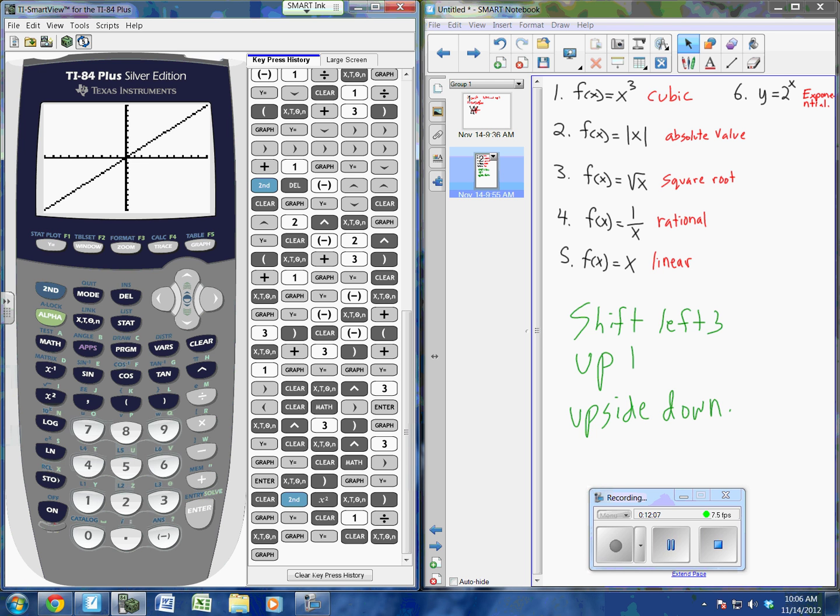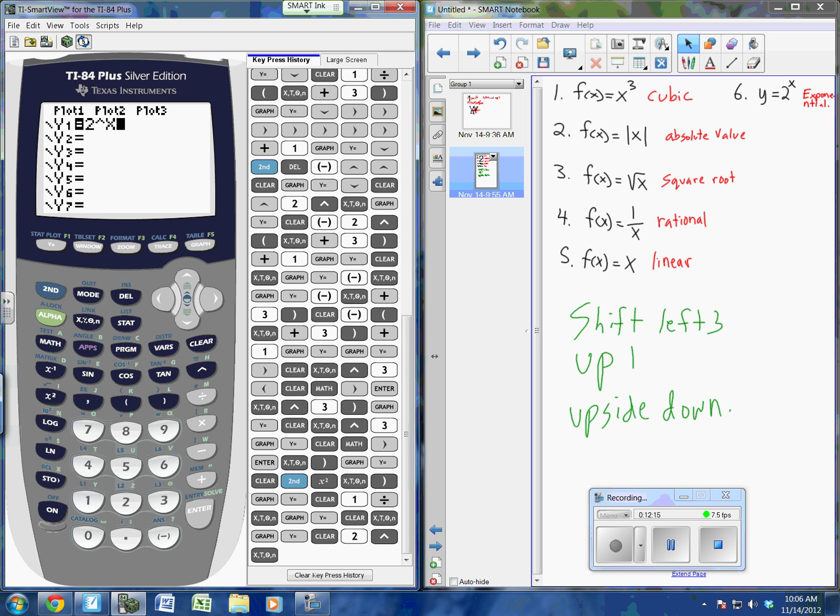And the last one. 2 to the x. You push 2, you put the exponent button, which is that caret key right there, and you push x, and that means 2 to the x power. And you graph that. And there's the exponential function.